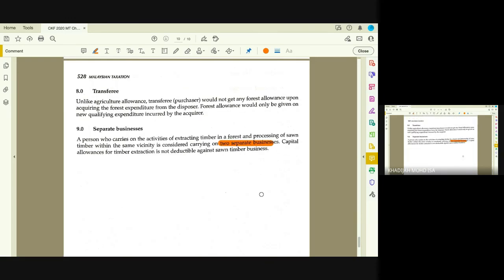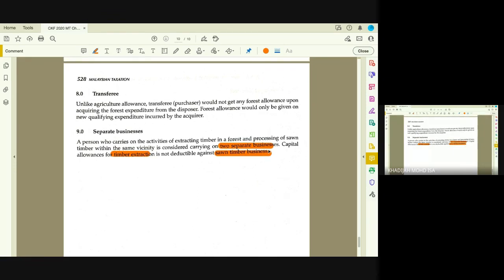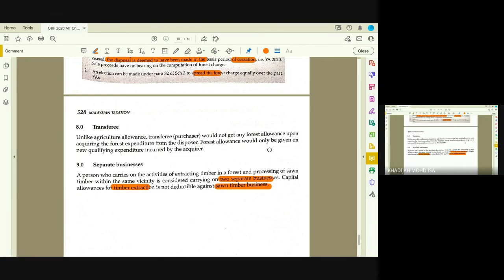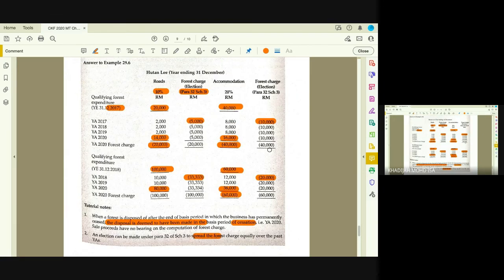And in this case, the timber extraction and the sawn timber are regarded as two separate businesses, which means that capital allowance for timber extraction is not deductible against sawn timber business. Even though it's from the same source, it's regarded as two business incomes, right? So you have timber extraction, and then you have the sawn timber business. So these are two separate businesses. So that covers your topic on forest allowance. Any example, any question that you are not clear about?